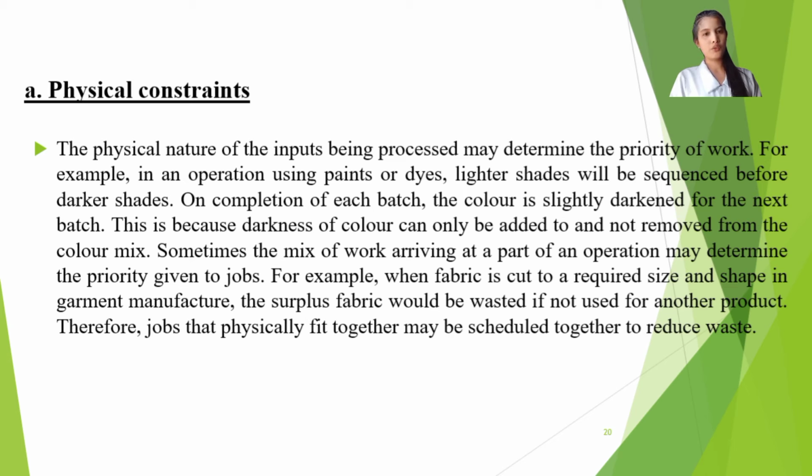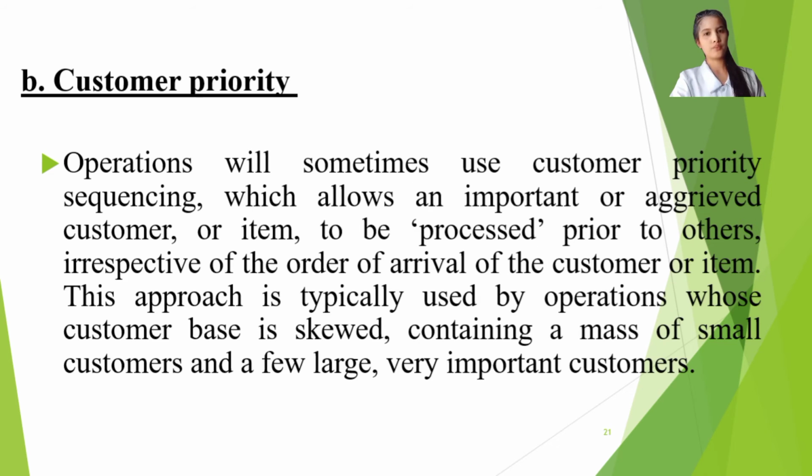For example, when fabric is cut to a required size and shape in garment manufacturing, the surplus fabric would be waste or not used for another product. Therefore, jobs that physically fit together may be scheduled together to reduce waste.